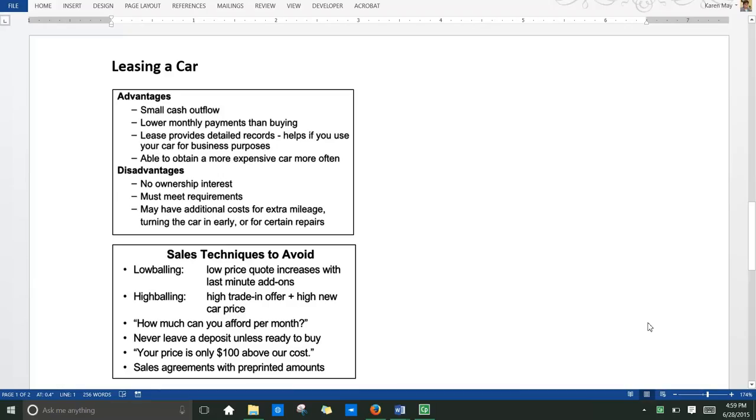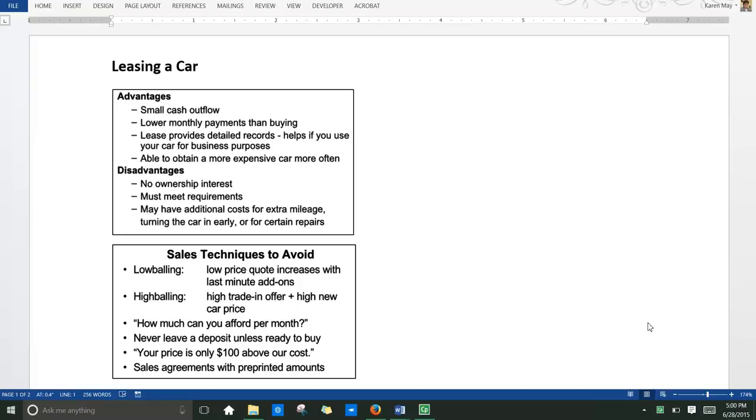Leasing a car has advantages and disadvantages. The advantages are a small cash outflow, and you don't have to put as much down payment on it. There are lower monthly payments than buying, but I would caution you about this, because many creditors will require extra insurance, so it may make up for the difference in the lower payment. A lease provides detailed records.